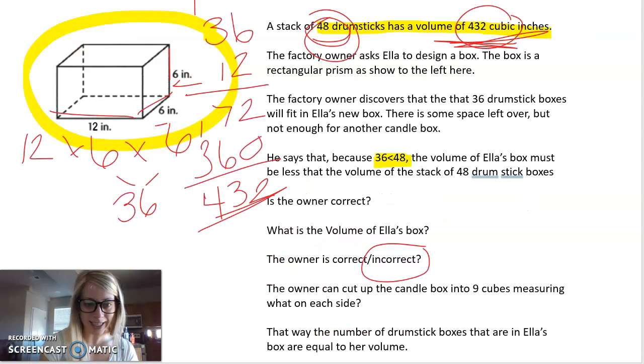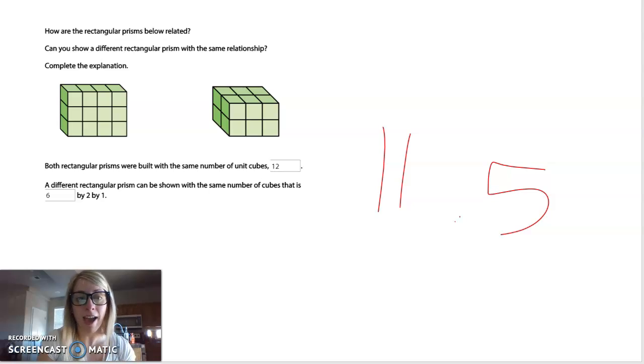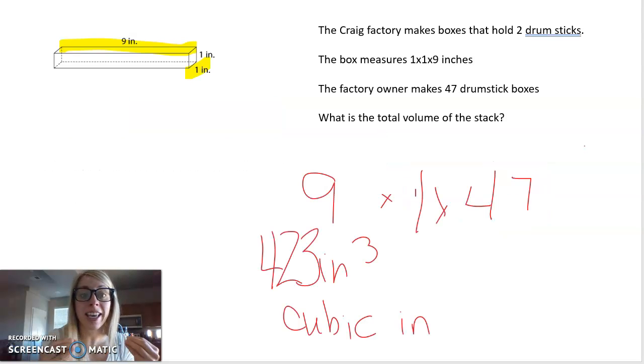I know that doesn't make sense, but what I'm thinking is after they cut up the boxes, when they get to the drumstick factory, then they'll put them back together so they can put all the drumsticks in them. Okay, so this is going back to lesson 11.5, where we were working with rectangular prisms that had 1 unit squares on every single one. So we need to look here.